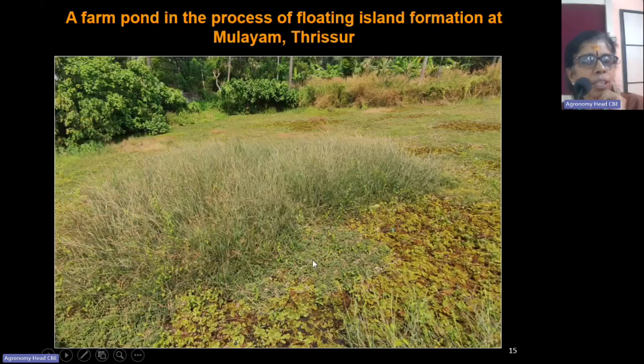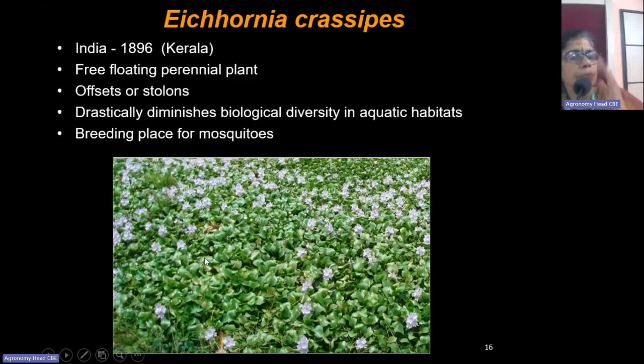You can see this is a pond in Thrissur district near our university campus. The Salvinia mat was some 4 years unattended. So now this has been cleaned. We have intervened, because this was serving as a water body for the paddy there. So this has been cleaned with the help of the panchayat.